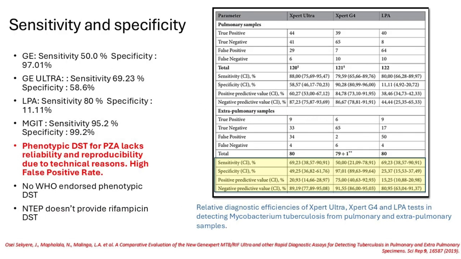Now the sensitivity and specificity of all these tests, when we see them for extrapulmonary samples. Genexpert sensitivity is 50%, specificity is 97%. Genexpert Ultra sensitivity is around 69%. Specificity is less, it is just 58.6%. LPA sensitivity is 80%, whereas specificity is only 11%. Okay, so it really drops. MGIT sensitivity is 95%, specificity is 99%.